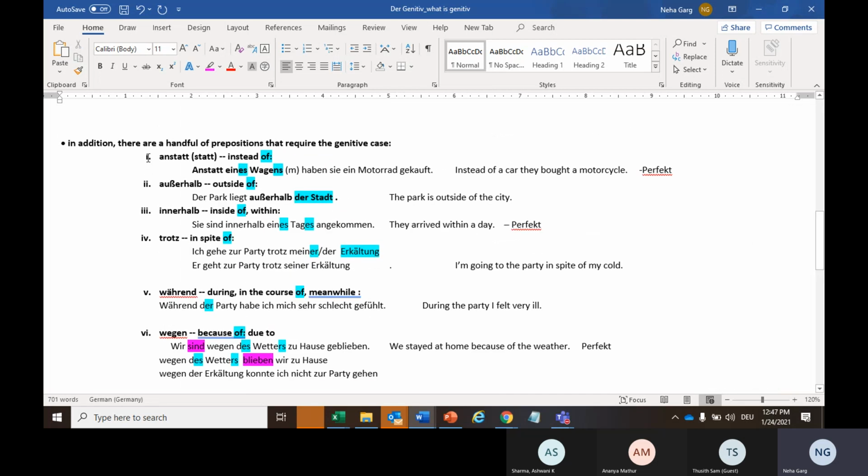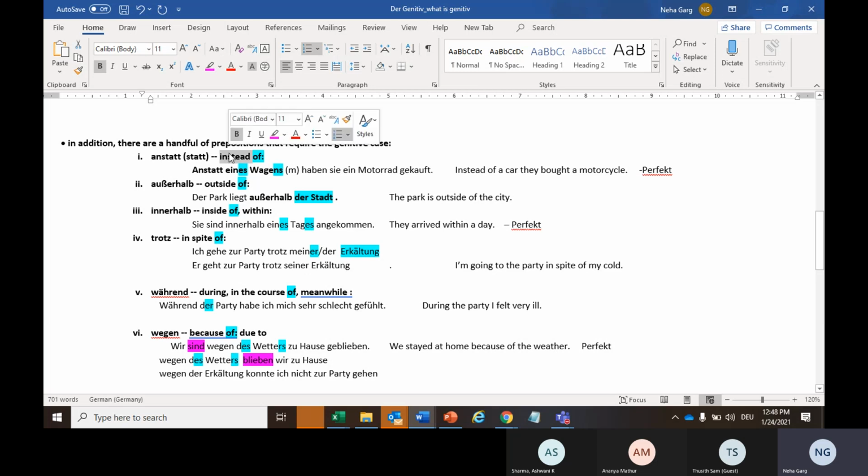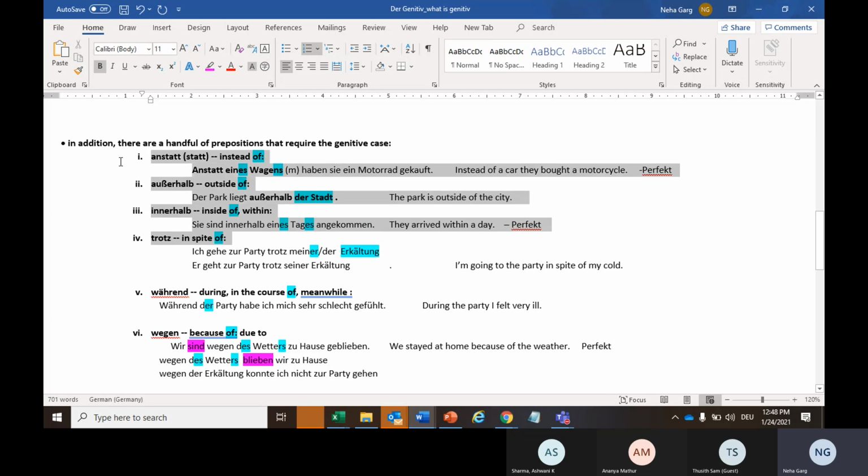Now, is this pretty clear? If we look at these prepositions, they are pretty straightforward, easy to understand and easy to use. It's just that at times confusion might arise about where to use which one, maybe where to use instead of or in spite of. For this we will do some practice.